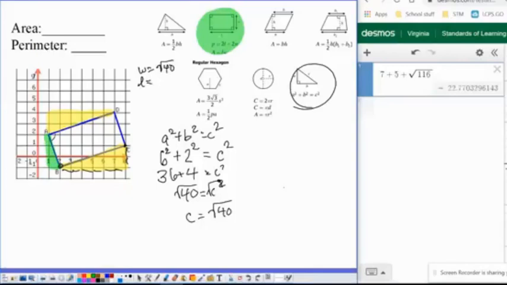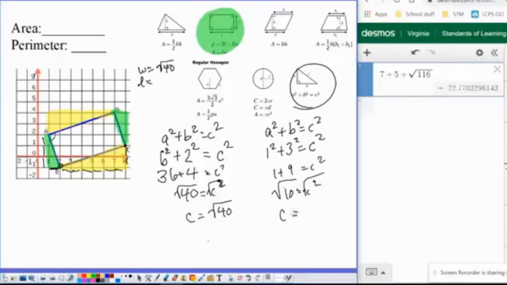And width and length are kind of interchangeable for your rectangle. Base and height for your triangle aren't really interchangeable unless it's a right triangle. Okay, so now I have some green right triangles, and that right triangle has a leg of 1 and a leg of 3. So 1 squared plus 3 squared equals c squared. 1 squared is 1, 3 squared is 9. That means that c is going to be equal to the square root of 10 because I had to take the square root of both sides.